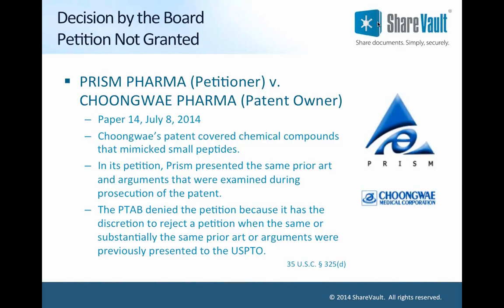Shunhua is a Japanese pharmaceutical company. They were the patent owner. And they had a patent on chemical compounds which mimic small peptides. Prism filed a petition arguing that the claims that covered these chemicals were invalid. And basically, Prism presented the same arguments that had been presented and examined during prosecution.